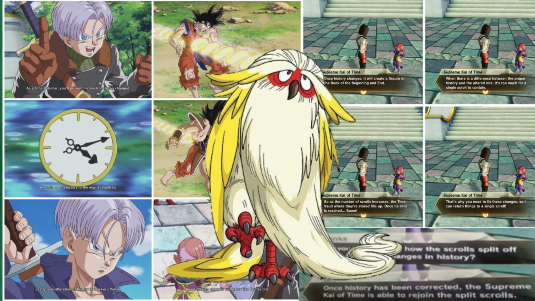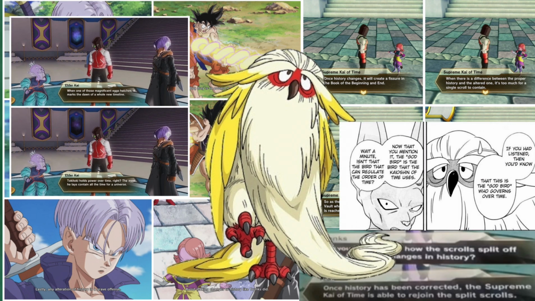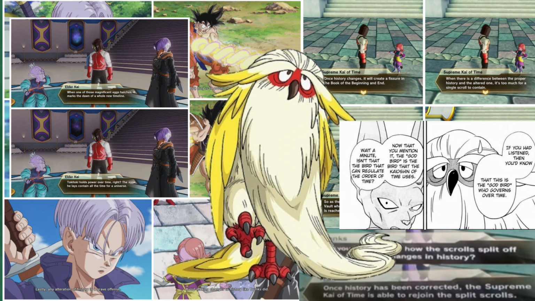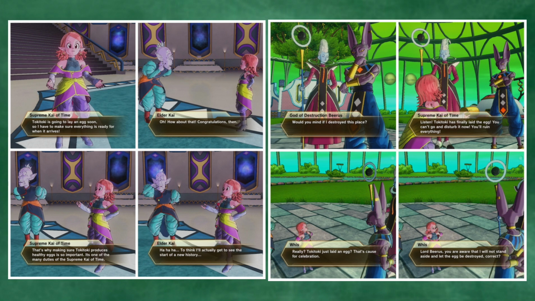However, it's noteworthy that we don't know how often Toki Toki hatches eggs, and it's even more noteworthy that characters like Whis and Elder Kai, who had lived for many millions of years, consider this to be a very rare event and very important for them to celebrate. Whis is even willing to fight Beerus to stop him from damaging the eggs, despite the fact that he isn't allowed to fight. This means that it's not an everyday occurrence by any means. With this in mind, we can never know for sure how many timelines there are at a time.